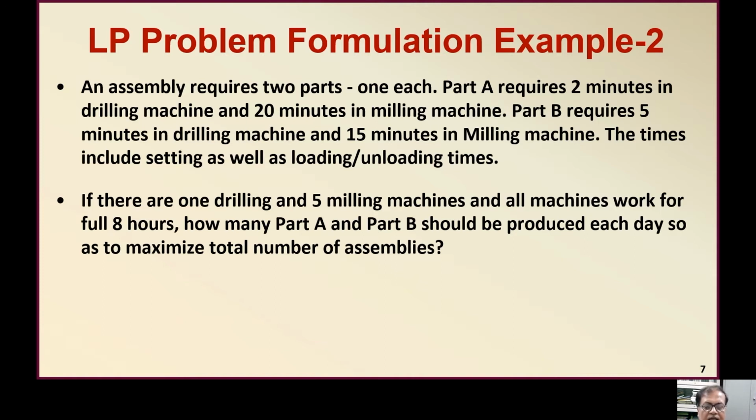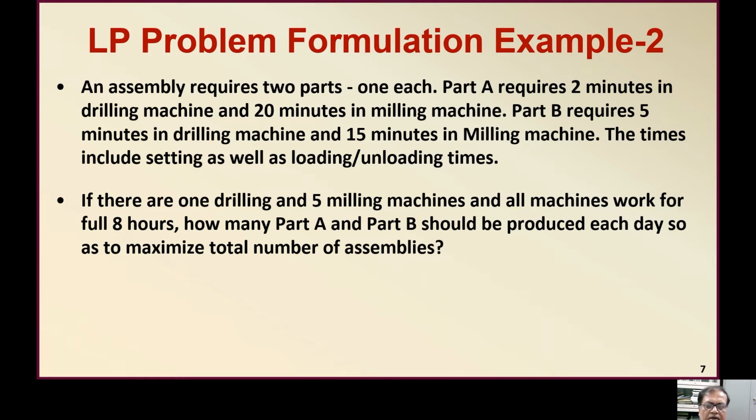So what is the objective function? The objective function is to maximize the number of assemblies. But how do you know how many assemblies are to be produced? That is one of the very important questions in this particular problem for the purpose of formulation. There is a second point also. The second point is that part A requires 2 minutes in drilling and 20 minutes in the milling machine, is it not? And we have one full day of working.